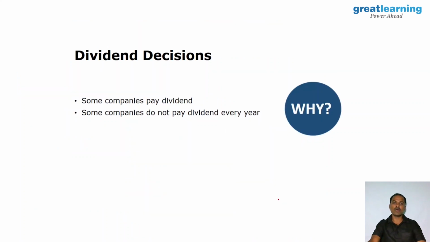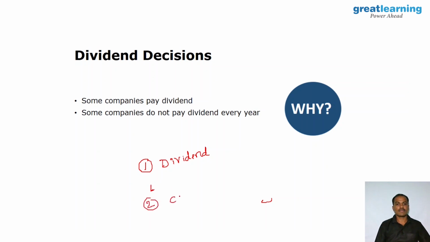Now the third important decision is the dividend decision. Generally, when a shareholder invests some money in the company, there are two expectations. When a person invests money in the company, they expect two things. One is dividend. The second thing is capital gain.